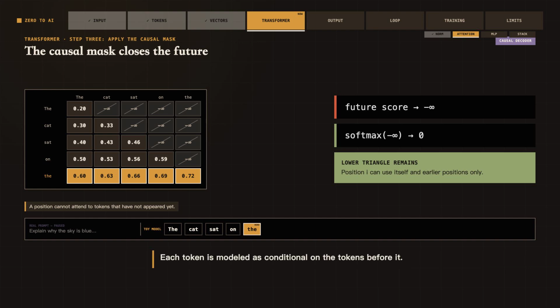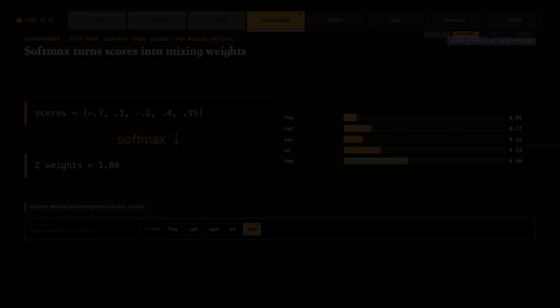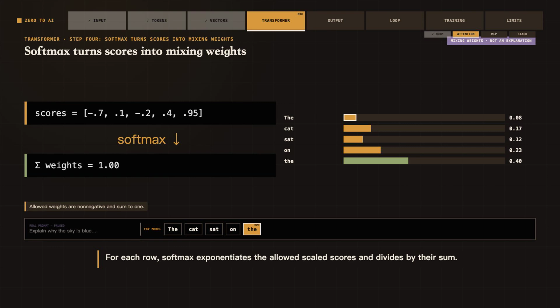Each token is modeled as conditional on the tokens before it. For each row, softmax exponentiates the allowed scaled scores and divides by their sum. The results are non-negative and add to 1. Call the resulting attention matrix A. A equals the softmax of the scaled score matrix plus the causal mask. Each row of A contains the mixing weights for one query position in one attention head.